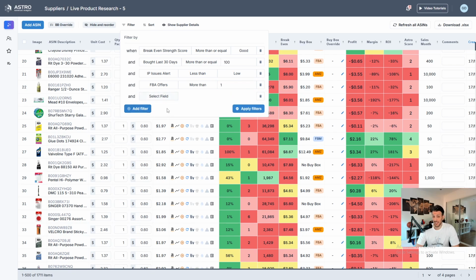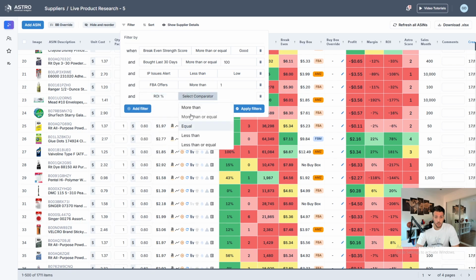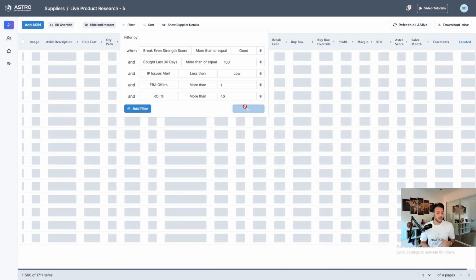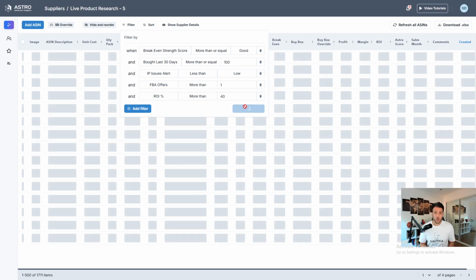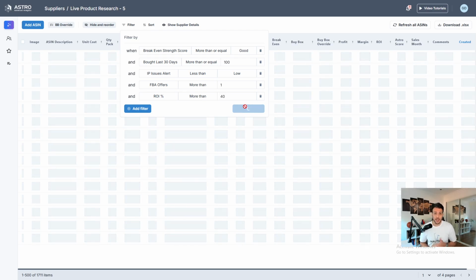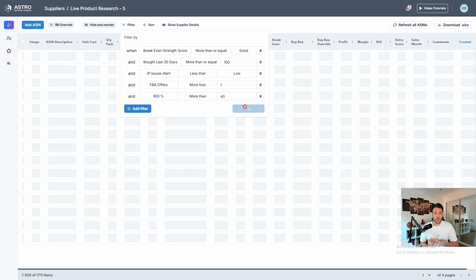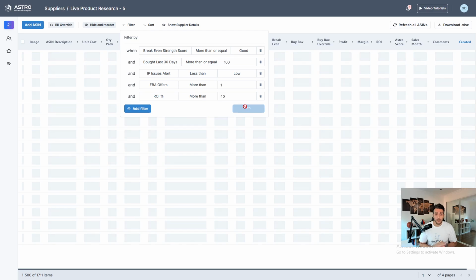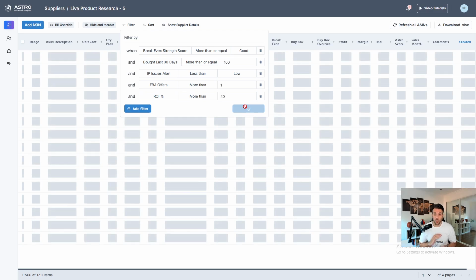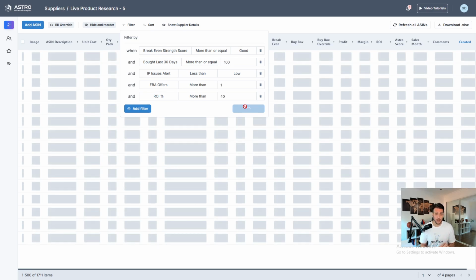Let's also get products that are actually profitable. So let's go for ROI more than 40%, and let's apply those filters. From 1711, let's see what we're left with after these filters are applied. We're automatically going to be discounting everything that has historically been a loss. We're going to remove anything with less than 100 sales, or less than 99 sales. No IP issues, no products that have only one offer, and no products that have less than 40% ROI. Let's see how many we're left with.